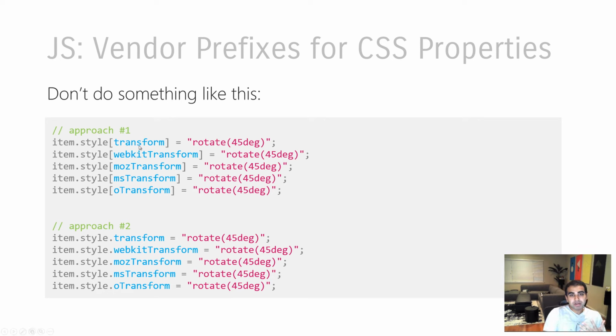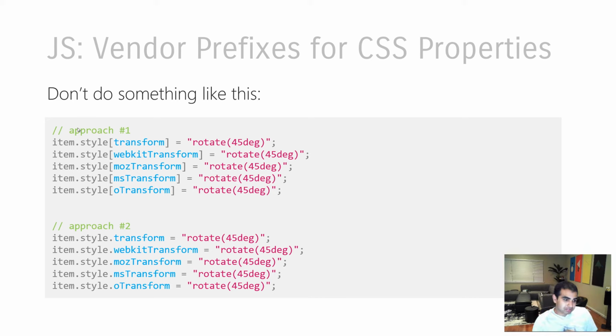For the transform property, we know there are 5 variations. There's transform, there's webkitTransform, mozTransform, msTransform, and oTransform. These 5 versions. Depending on the browser you're on, only one of these will actually turn out to exist.